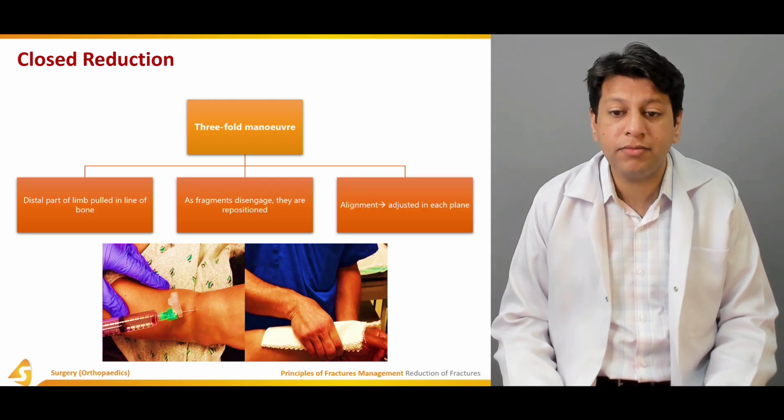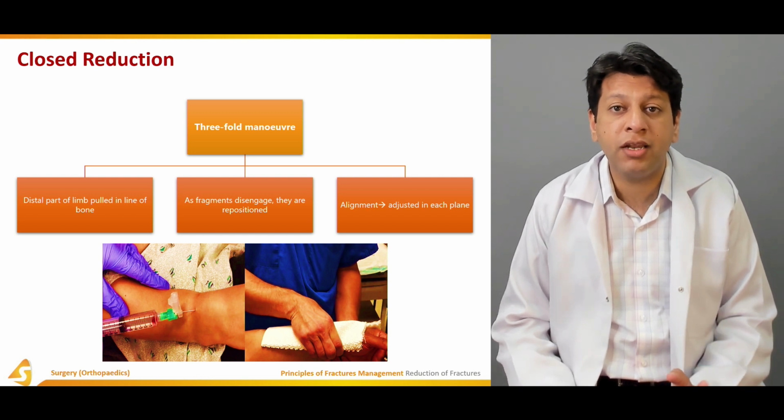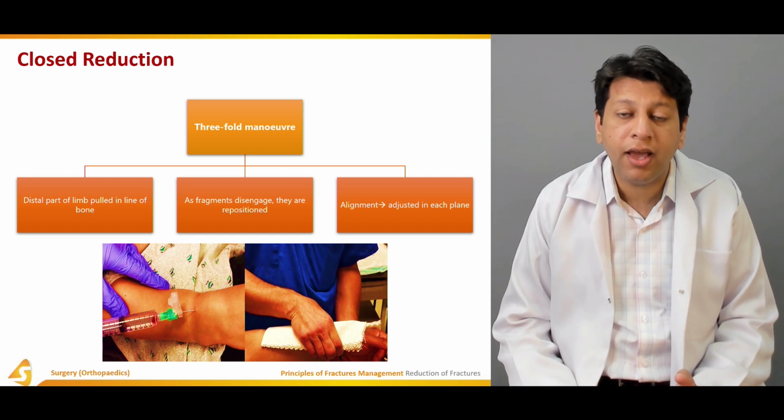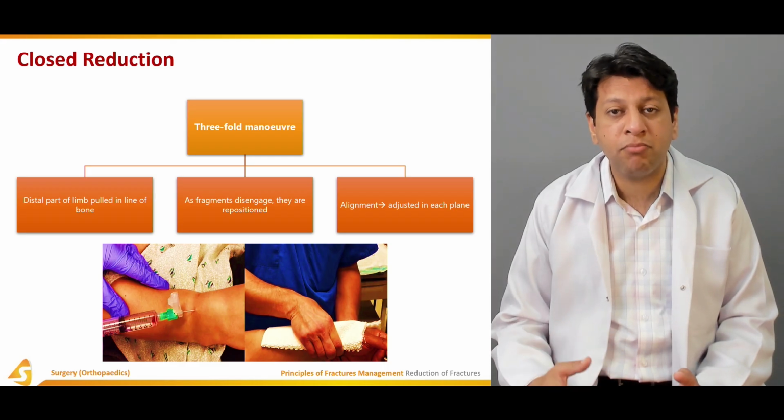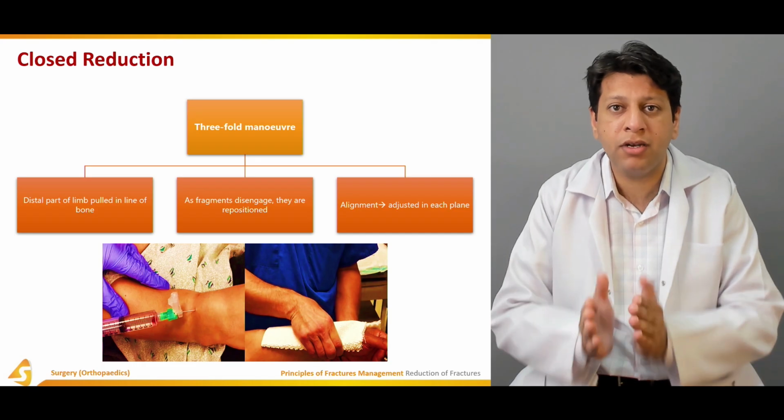And then lastly comes the alignment. We have to check that there is no malalignment in the AP and lateral planes as well as the medial-lateral plane. That is, the bones are aligned in this plane as well as in the up and down plane as well.